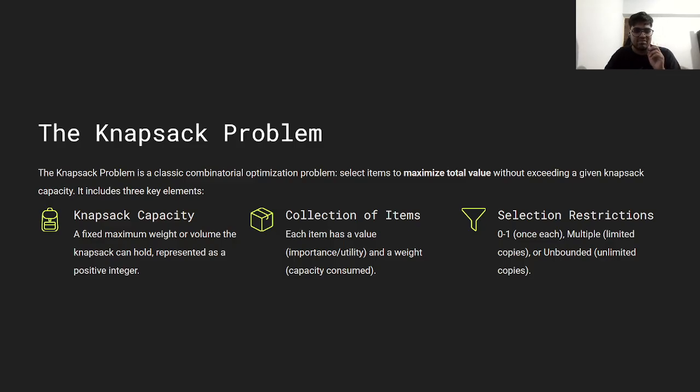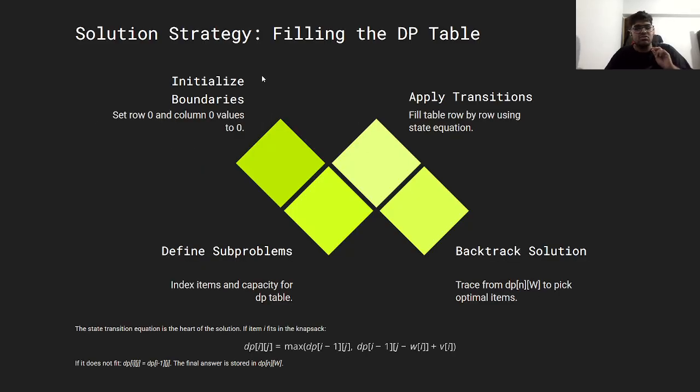Now, let's see the knapsack problem. The knapsack problem is a classic problem. It just selects the maximum total value without exceeding a knapsack limit. It includes three key elements. First, the capacity of the knapsack. Second, the collection of the items. And lastly, the selection restriction. Here, 0-1 is for one copy each, multiple is for limited copies, and unbounded is for unlimited copies.